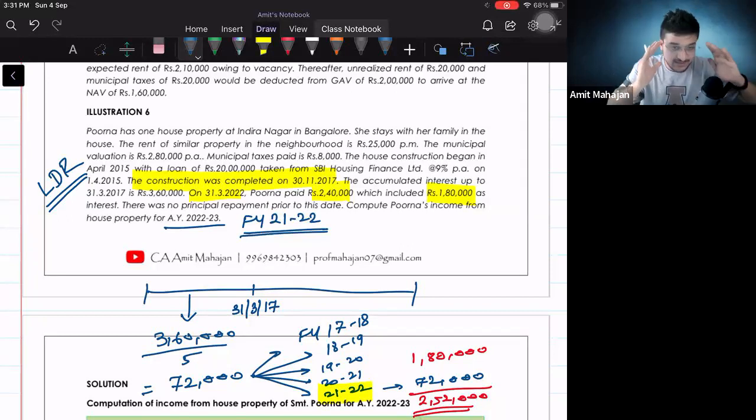Just that you need to be... see, don't expect similar questions in the exam. You will not get similar questions in the exam, but if you know the concepts, if you know how to solve it, then it will not take any time. I just don't want you to think in the exam. You just need to write in the exam. Don't waste your time in thinking.